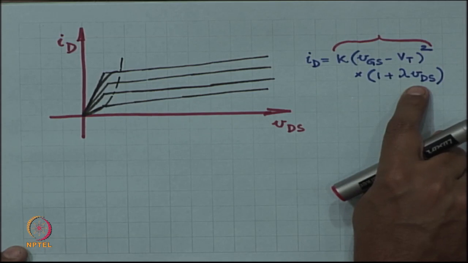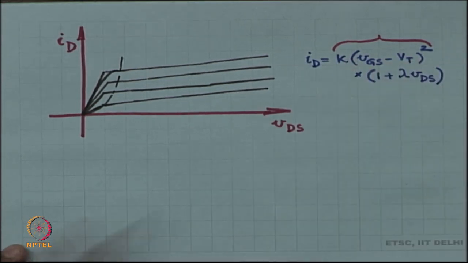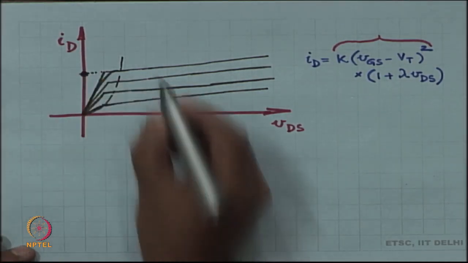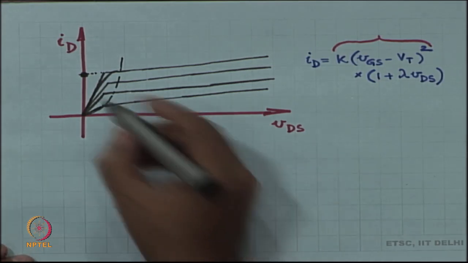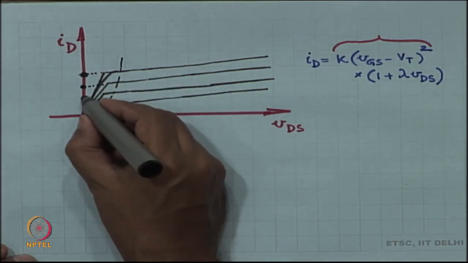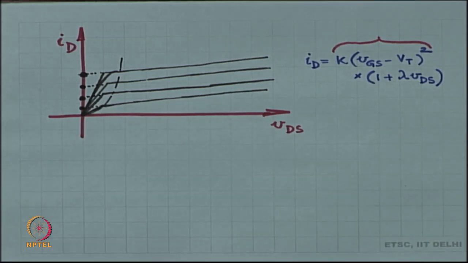at VDS equal to 0 at the original current. Okay, so the original current times 1 plus lambda VDS. So this is the model that we have, and hopefully all of these have a similar slope, or rather a slope that is proportional to the current. Fine.